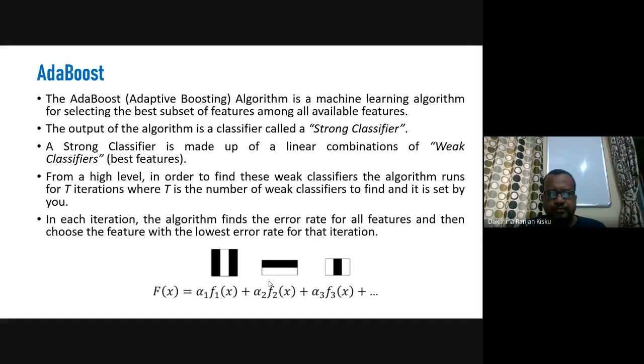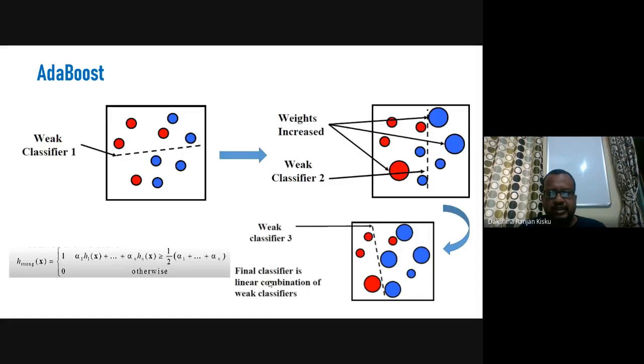Now how do we select that? Here you can see an example. Consider that we have a number of faces and a number of non-faces. Here you can consider the red circles as faces and the blue circles as non-faces.